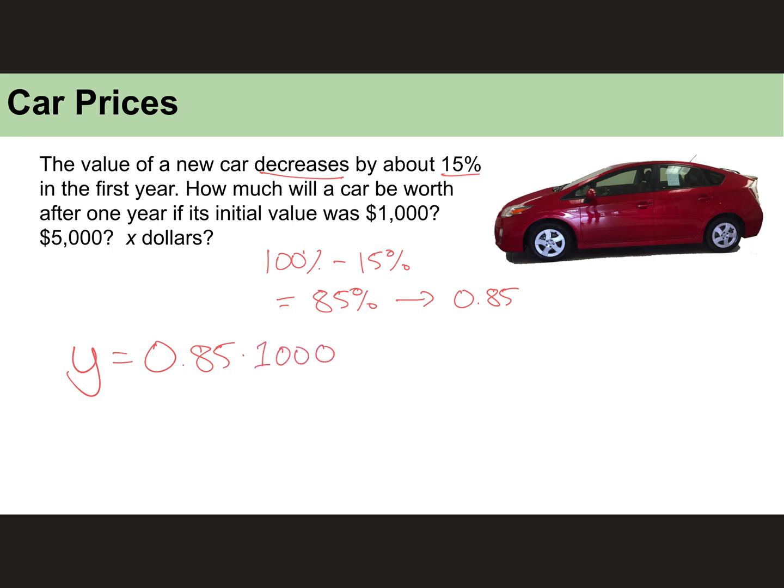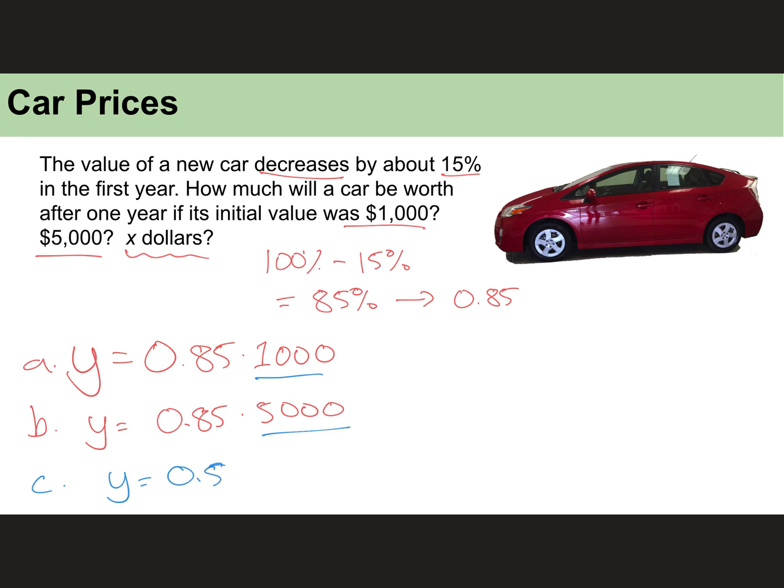So in this case, y is equal to 85% times 1,000. If I was trying to find it from 5,000, I would just write y is equal to 85% times 5,000. Now what about if it's in x dollars? Well, each of these numbers here represents my x, so I'm just going to replace it. So for the last one, y is equal to 85% times x. Whatever x is, I'm trying to find 85% of that to find the new price of the car.